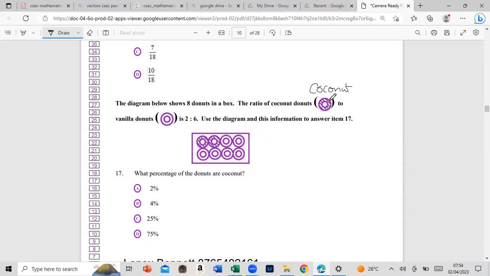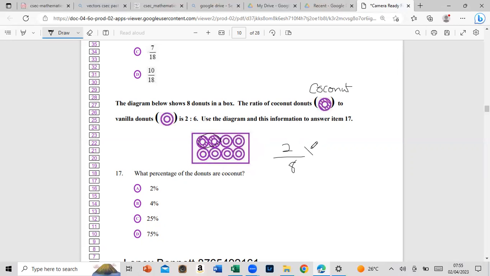So this is your coconut. Let's see how many coconuts there are. 2. So we have a total of 2 coconuts. To get the percentage, we need to see 2 out of how many in all. So you have 2, 3, 4, 5, 6, 7, 8. So you have a total of 8.